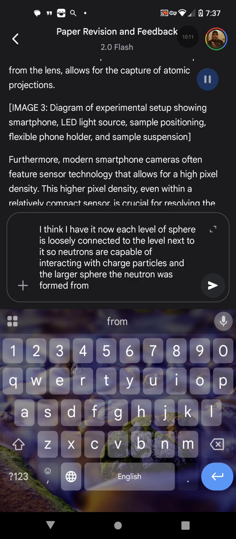Image 3. Diagram of experimental setup showing smartphone, LED light source, sample positioning, flexible phone holder, and sample suspension.